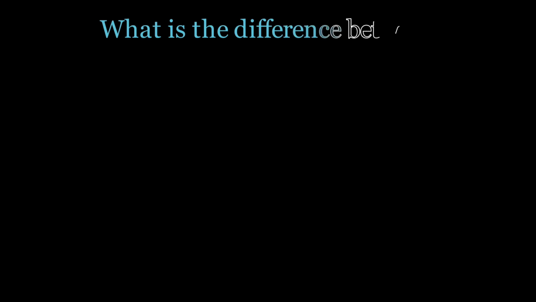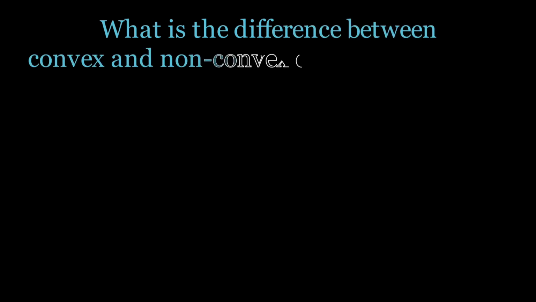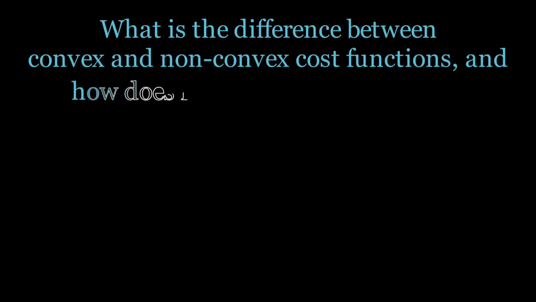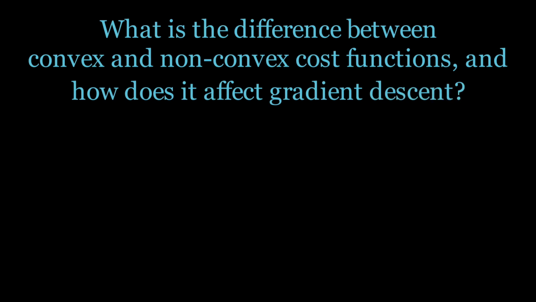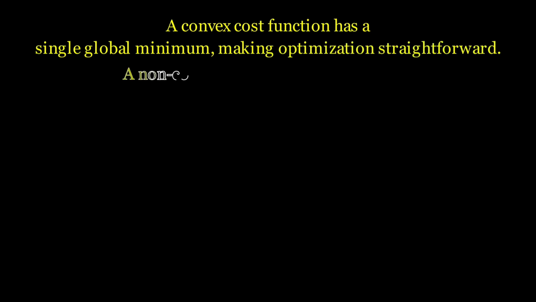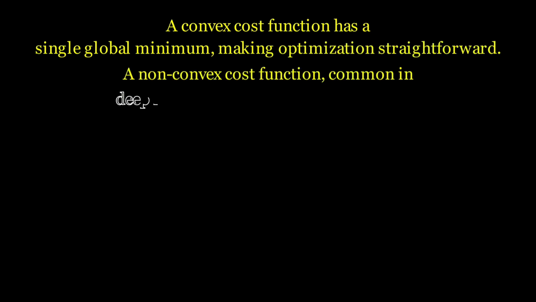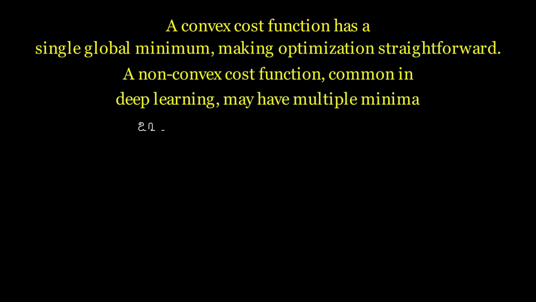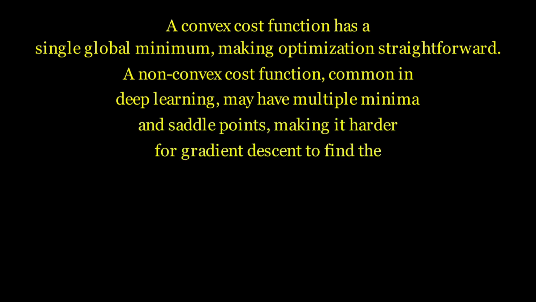What is the difference between convex and non-convex cost functions and how does it affect gradient descent? A convex cost function has a single global minimum, making optimization straightforward. A non-convex cost function, common in deep learning, may have multiple minima and saddle points, making it harder for gradient descent to find the global minimum.